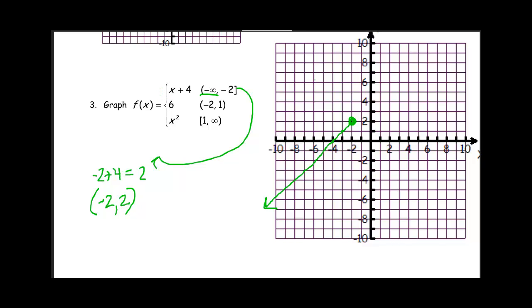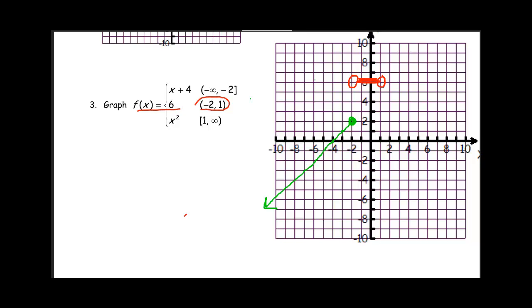Now let me get rid of this stuff, and we can talk about the second piece. So here's our second piece. I'll use red. So when you see y, or f of x equals 6, you should know that that's a horizontal line. But notice that we don't have a horizontal line forever in both directions, right? So I'm going to put an open circle at -2, 6. Right? So at -2 we get 6, and at 1 we would also get 6. So because those both have parentheses, we're not actually including them in the domain there. So we get that right there.